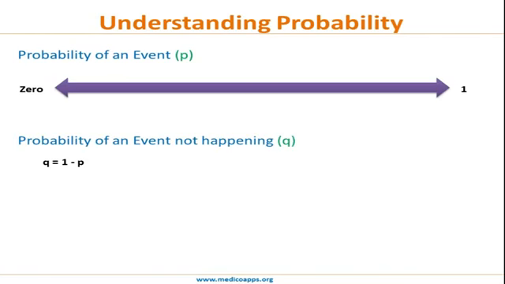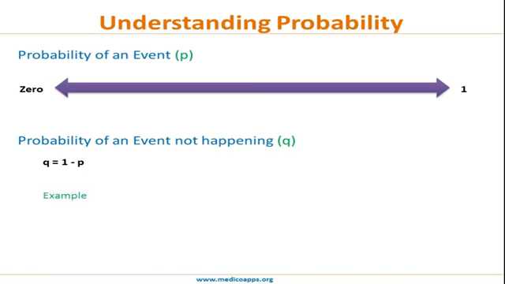So probability of an event happening is marked by small p. Then the probability of an event not happening is marked by small q. So q is nothing but 1 minus p.